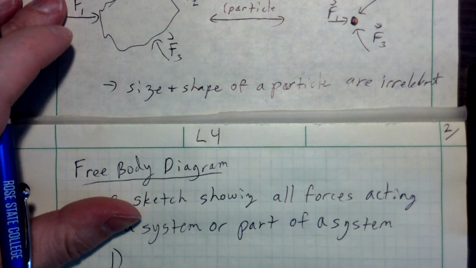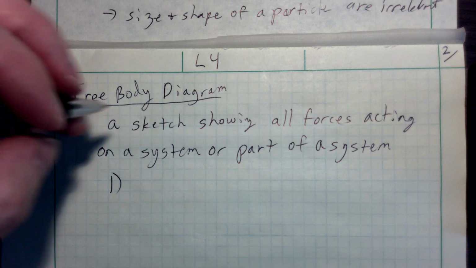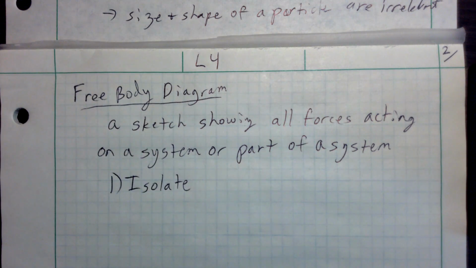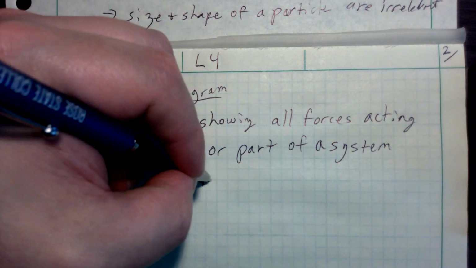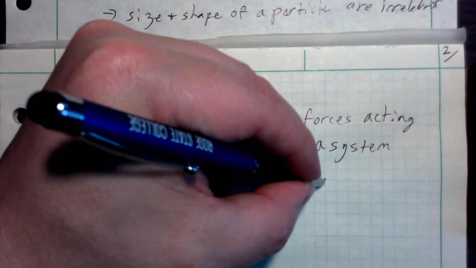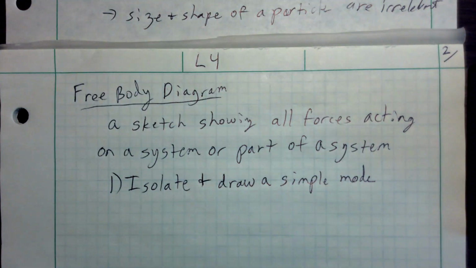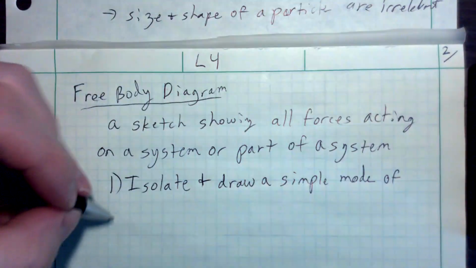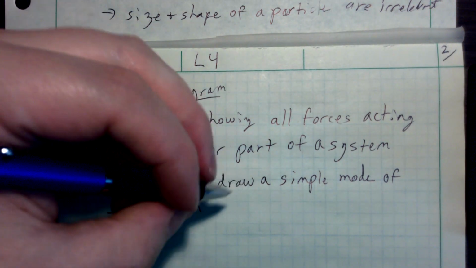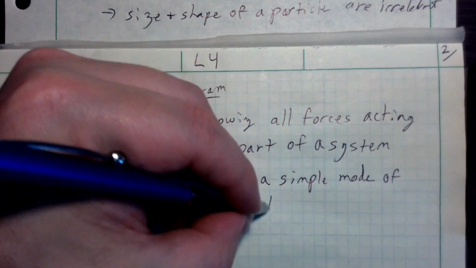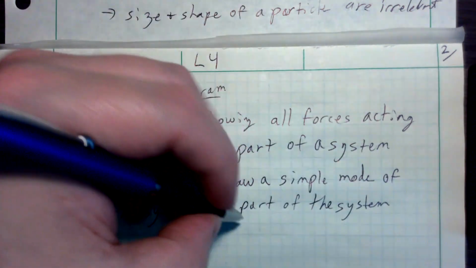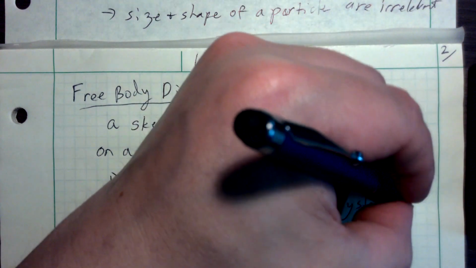How do we draw a free body diagram? Again, we've seen these a little bit. Let's talk a little more about how we do these. Step number one, you want to isolate and draw a simple model of the system or part of the system of interest.